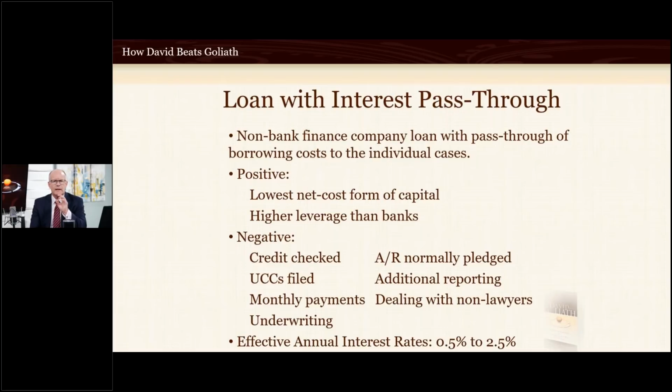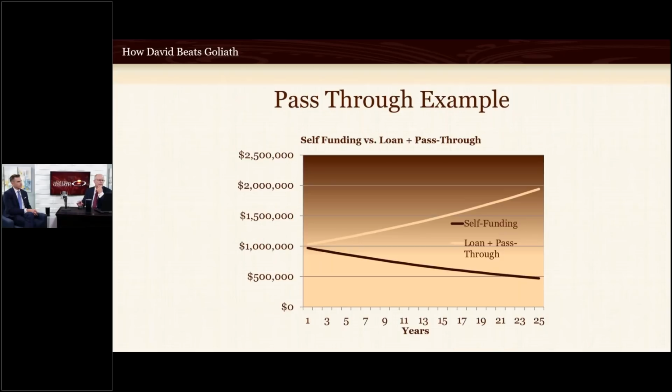We also have a checklist of sorts in Excel where you'll be able to enter answers to those questions side by side and help you navigate to the best solution for your law firm. Let's talk about an example here, Jeff, which we put together, an example of using a loan with pass-through versus self-funding. Now, this chart might look a little familiar.